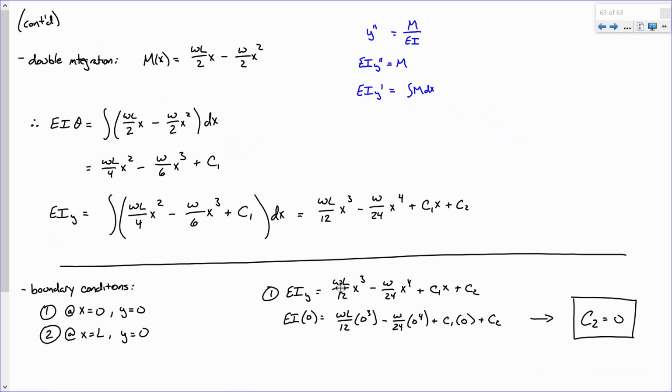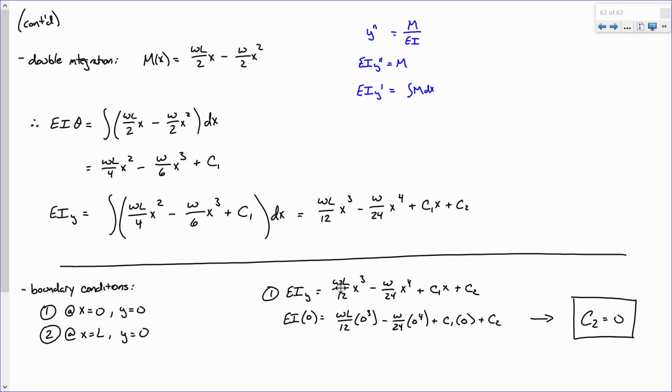Ultimately, though, I only care about the moment function. So here's our moment function, and we've got to integrate twice. We integrate once, and that'll give us the slope function. So integral of this, we got WL over 4 x squared, minus W over 6 x cubed plus C. Remember the unknown constant of integration? I call that C sub 1 because when I integrate again, I end up getting another one, a C sub 2. So that helps me keep track of it.